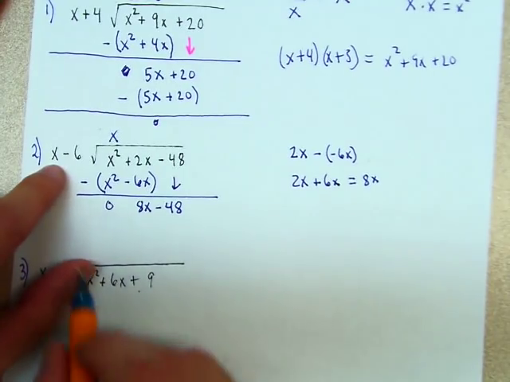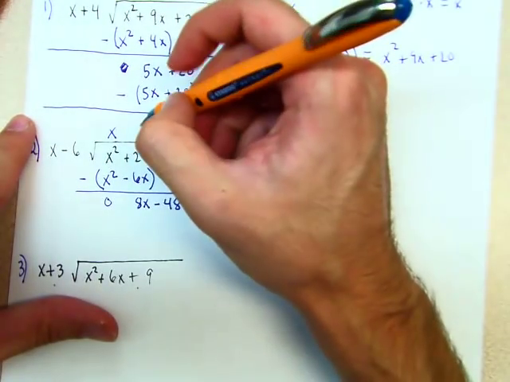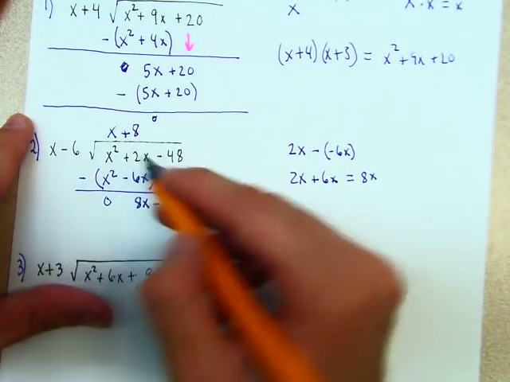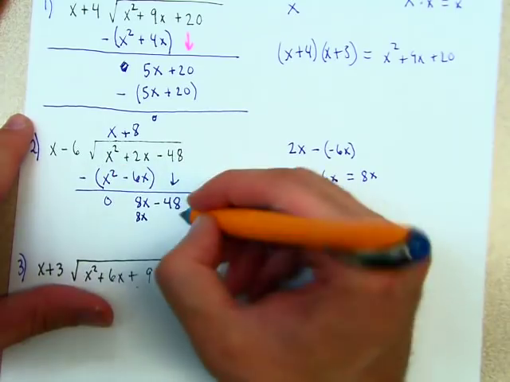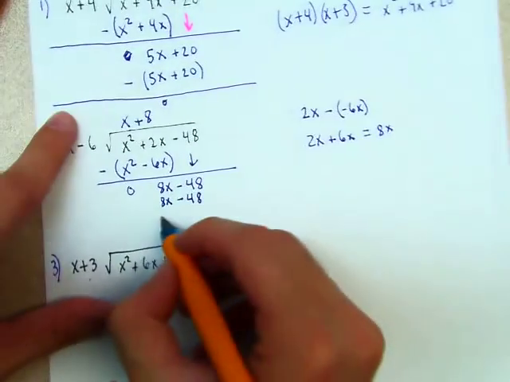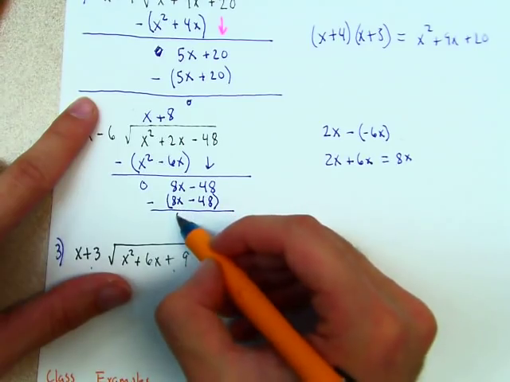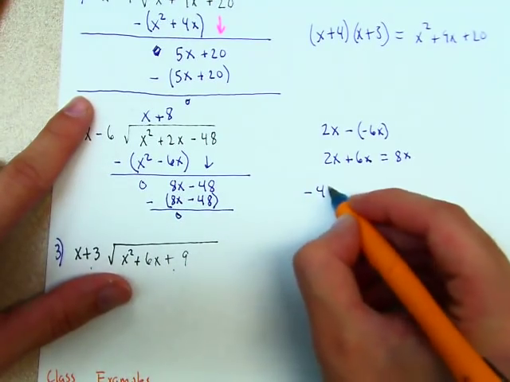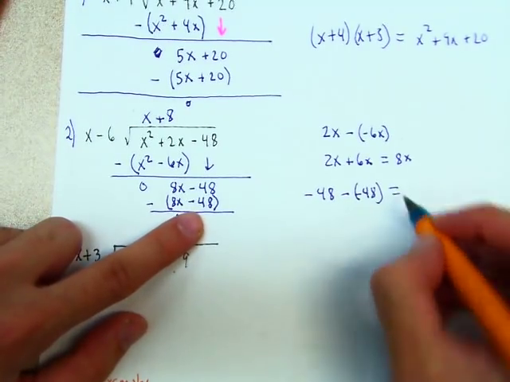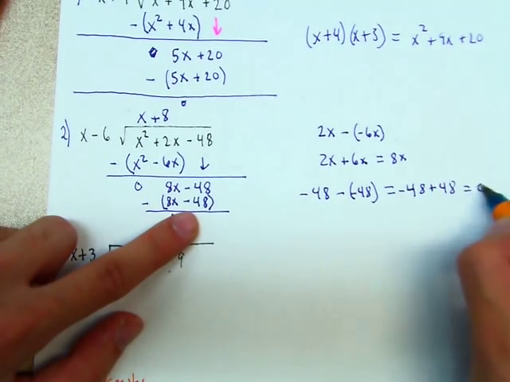Now what do we ask ourselves? How many times does x go into 8x minus 48? That is plus 8 times. So here we have 8 times x is 8x, and 8 times negative 6 is minus 48. Okay, and then we subtract. 8x minus 8x is 0, and negative 48 minus a negative 48 is equal to negative 48 plus 48, and that is equal to 0.